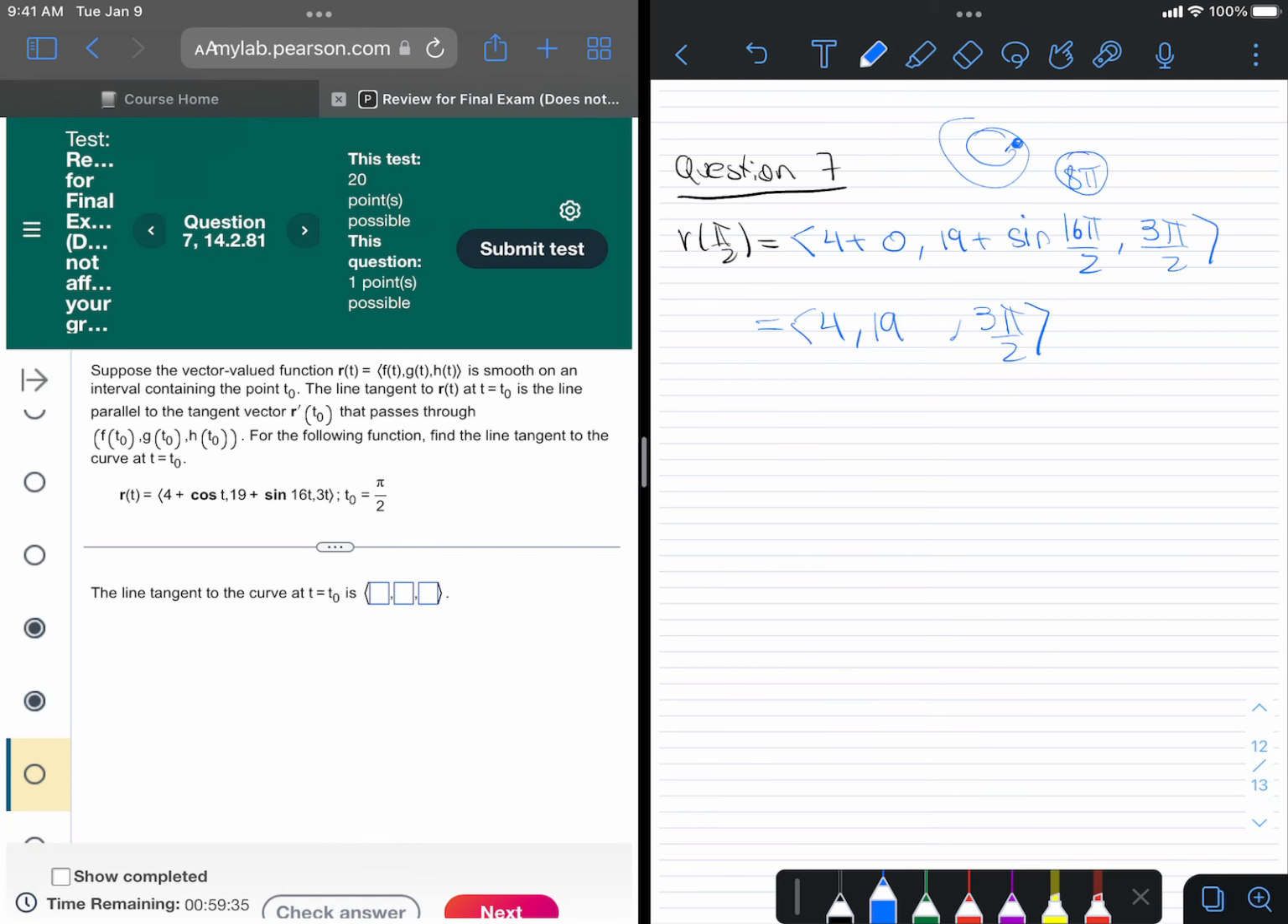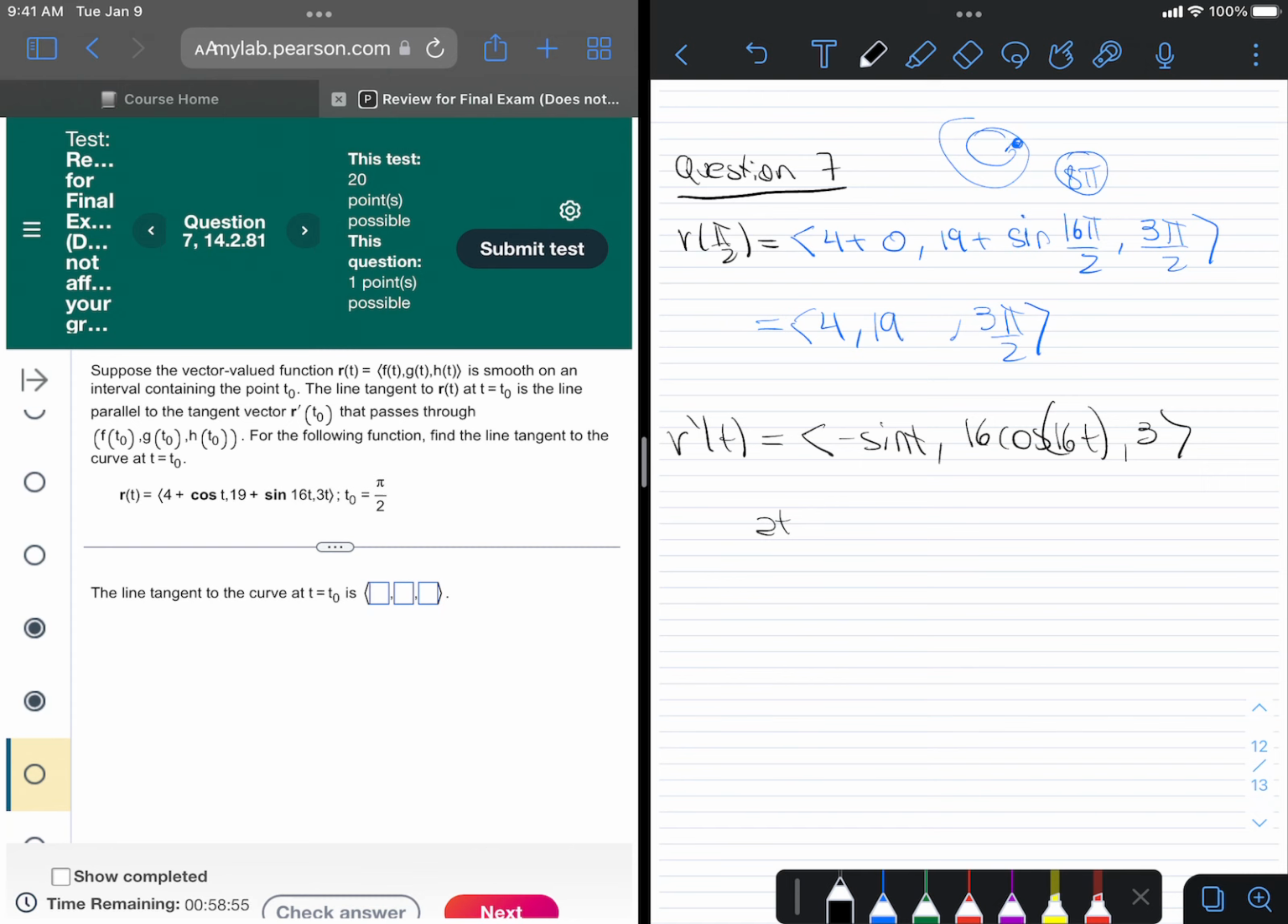To find the tangent vector, which is the other piece of information I need, I just need to find the derivative first. So that will be minus sine t, comma, 16 cosine 16t. You don't change the angle when you derive. So the 16 comes out. The derivative of sine is cosine, and you keep the angle. That's the chain rule. And then the derivative of 3t is 3. So when you plug in after you've derived, you don't have to simplify anything.